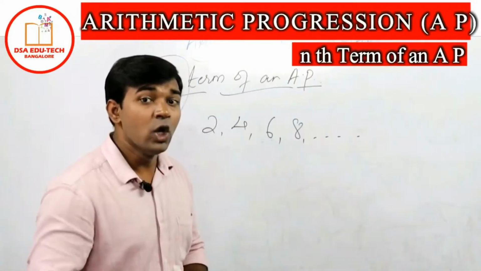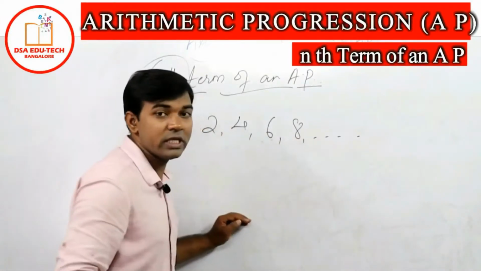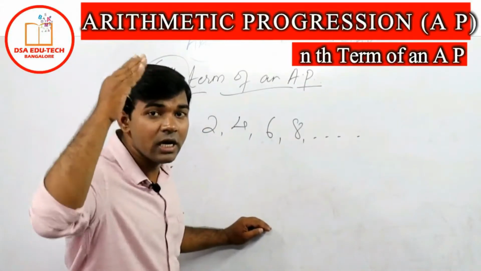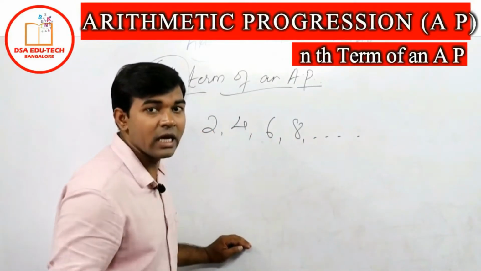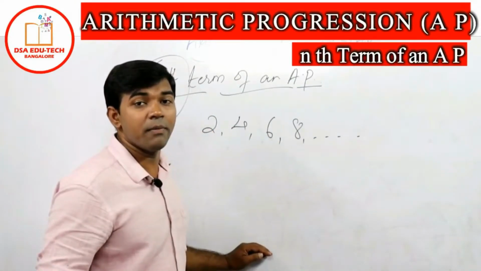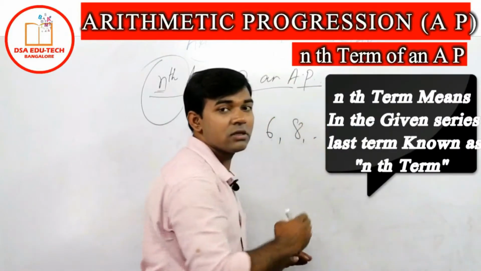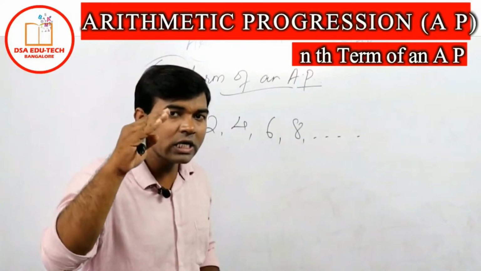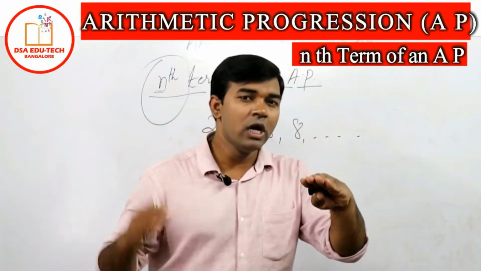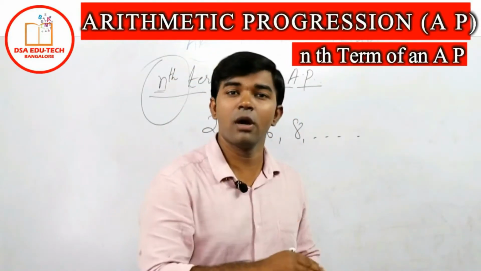Basically n is nothing but the number of terms. What is the meaning of n? N means number of terms. How many terms are there? And the nth term means, for that given AP series, the last term we will call the nth term. So in order to make you understand a little bit more, let me write a formula to calculate the nth term of an AP.